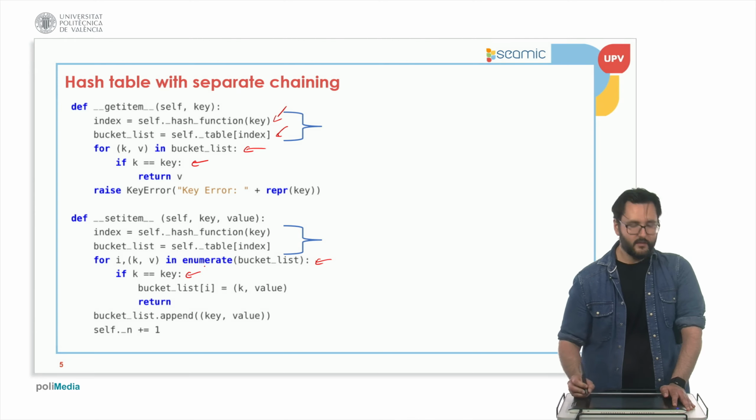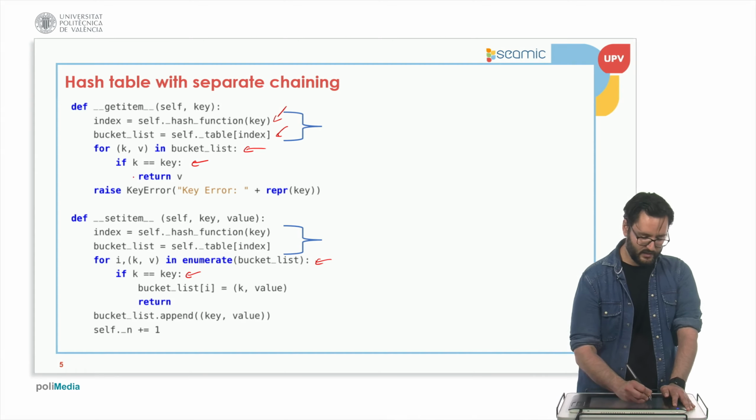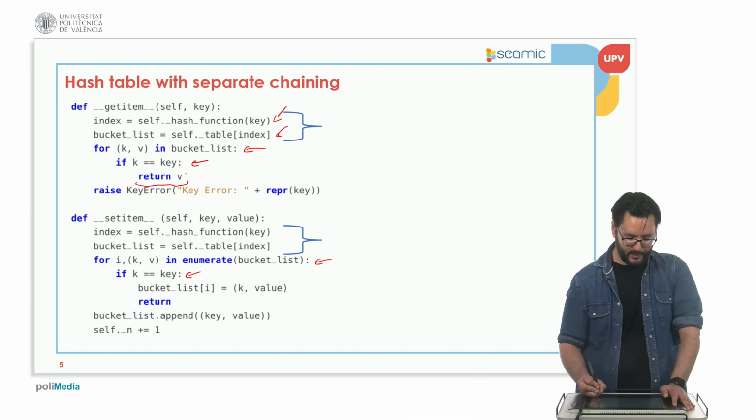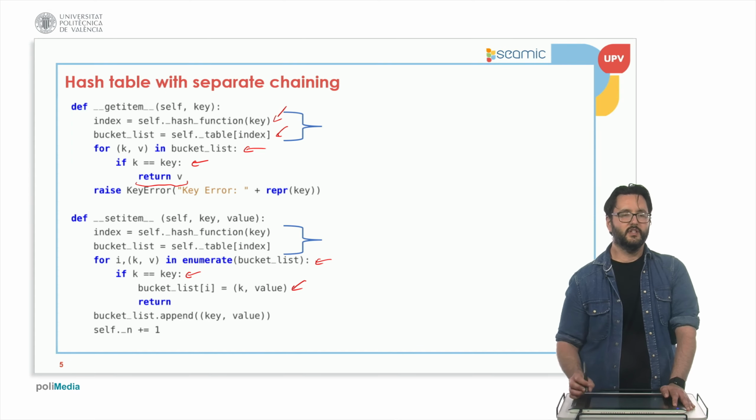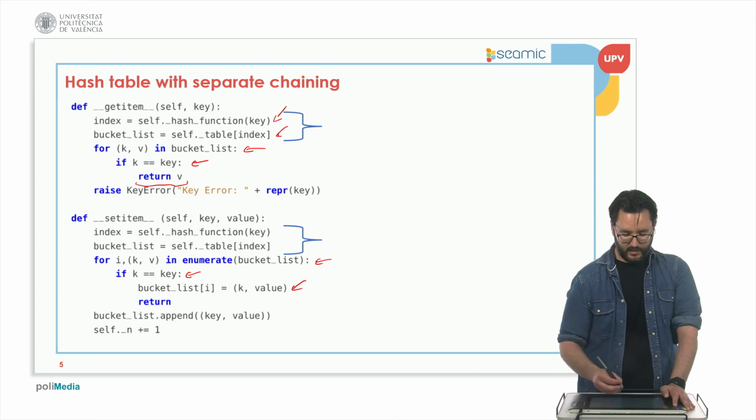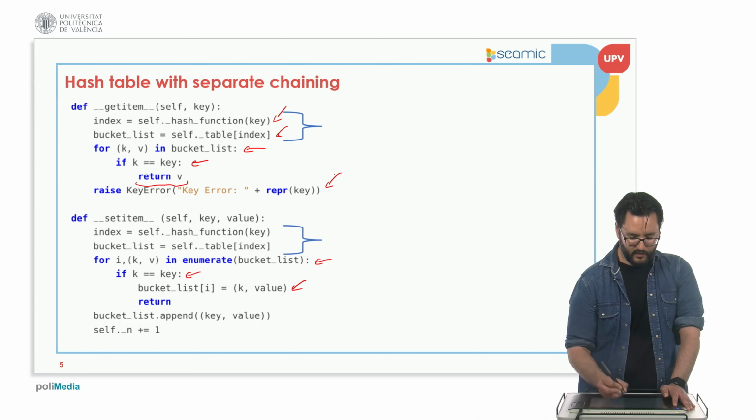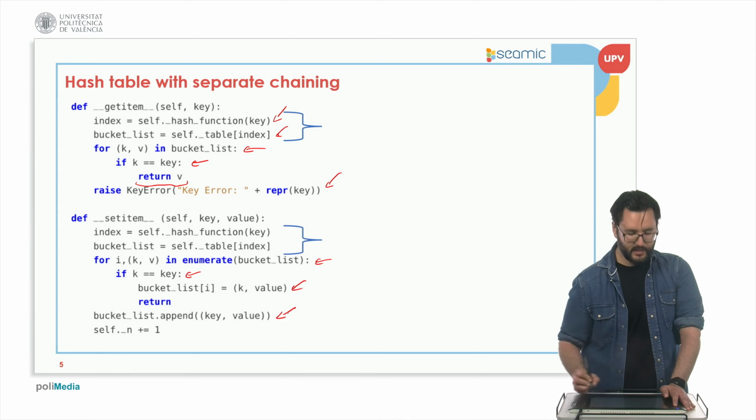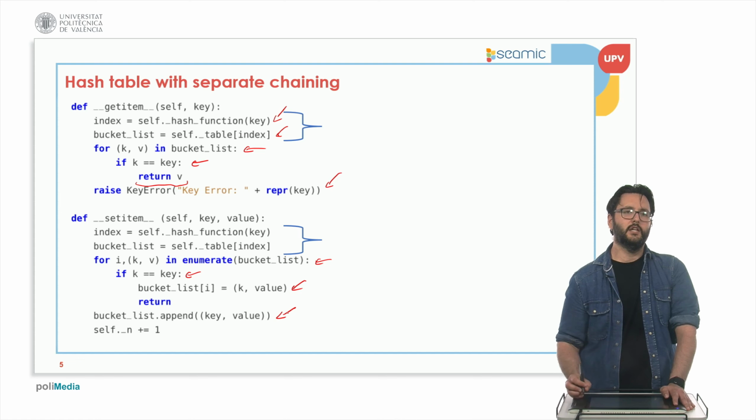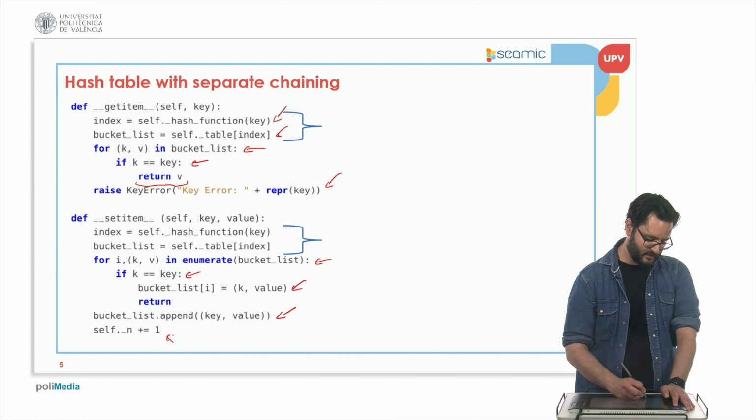If they find the key, in this case, this returns the value, and this updates the value for this particular key. In the case of not finding the key, for the get item, we are throwing an exception, and for the set item, we are including a new entry in the table, updating the size.